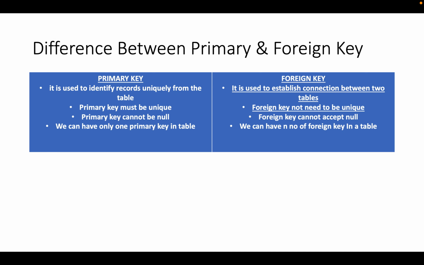So what is the difference between primary key and foreign key? A primary key is used to identify records uniquely from the table. A foreign key is used to establish a connection between two tables. A primary key must be unique; a foreign key need not be unique. A primary key cannot be null, while a foreign key can accept null. We can have only one primary key in a table, and any number of foreign keys in a table.